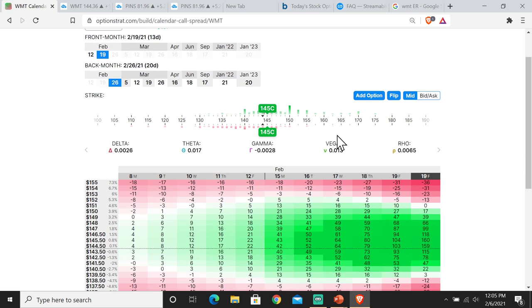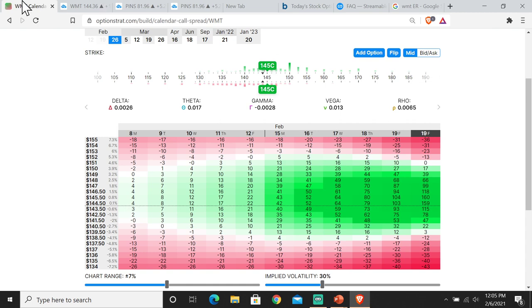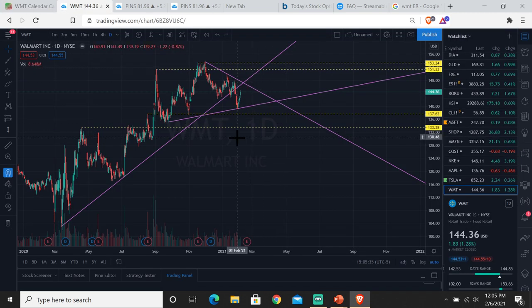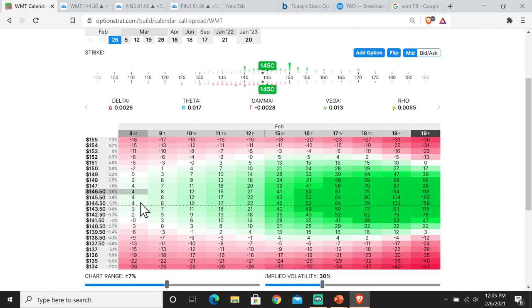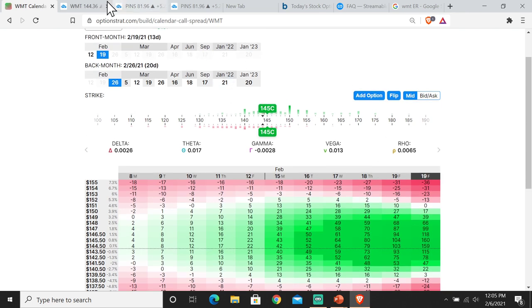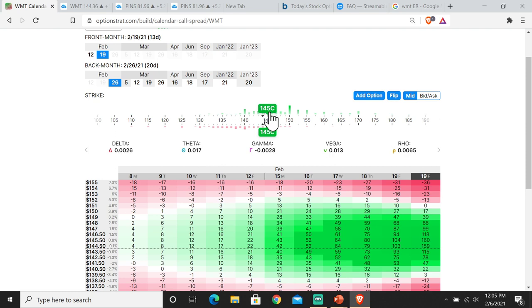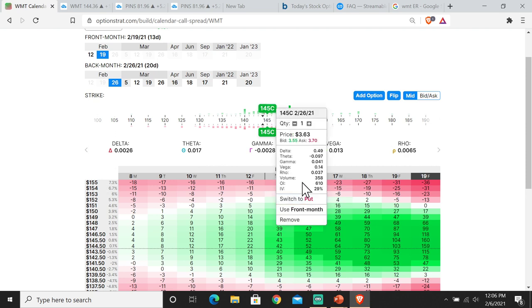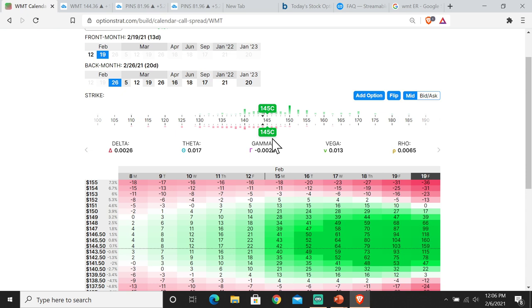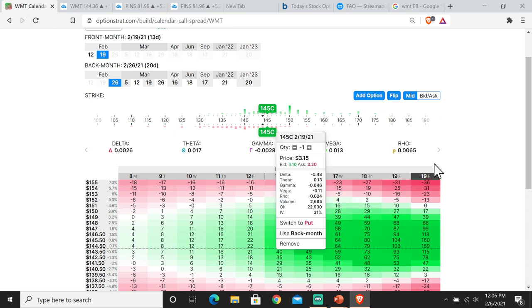So based on that, I forgot what I said already. Did I say 151, 152 to 133 is my max expected range? Right now is 144. So if we look at this February 19 and February 26 contracts, we're looking at the IV, right? The IV is 29% on the backdated contract, and the front-dated contract is only 31%.